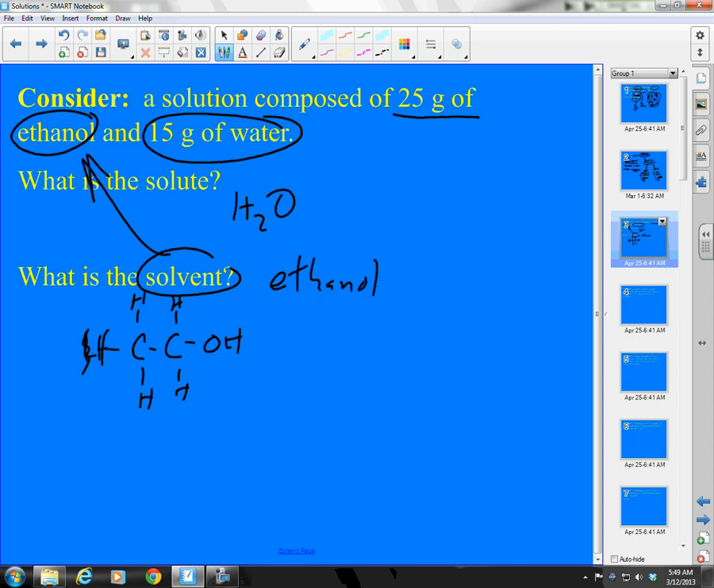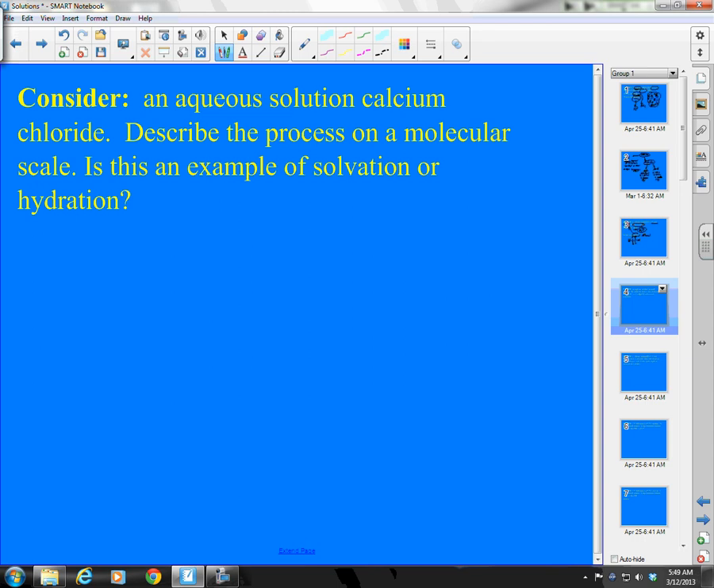Are you saying that water doesn't always have to be a solvent? Yes, I am saying that water doesn't always have to be a solvent. It is usually a solvent with us, but it doesn't have to be. We go with the definition. Solute, lesser quantity, solvent, greater quantity. Cool. Moving on.